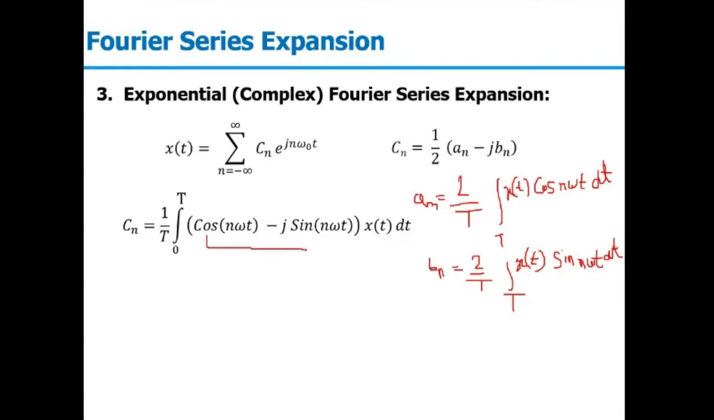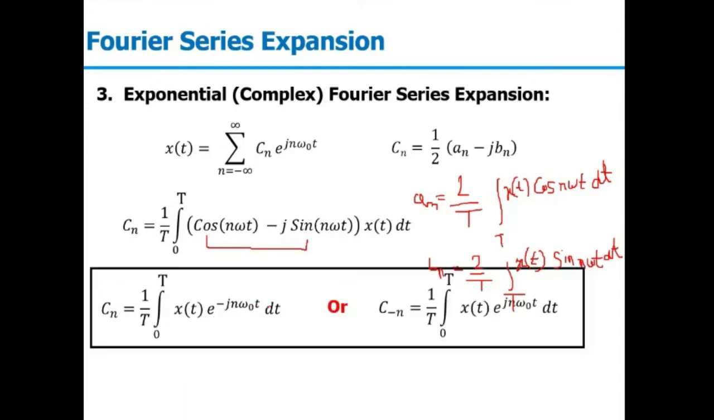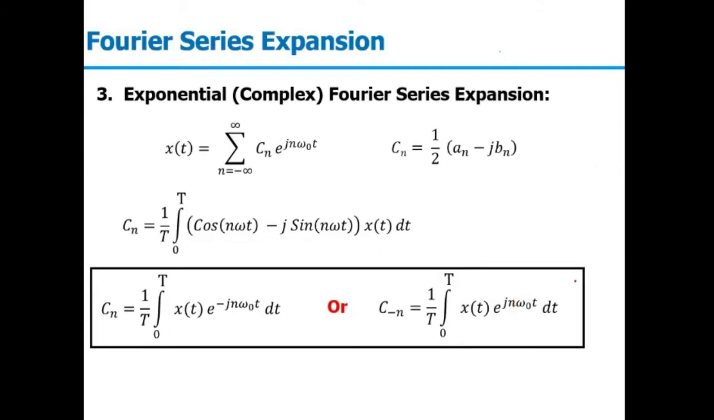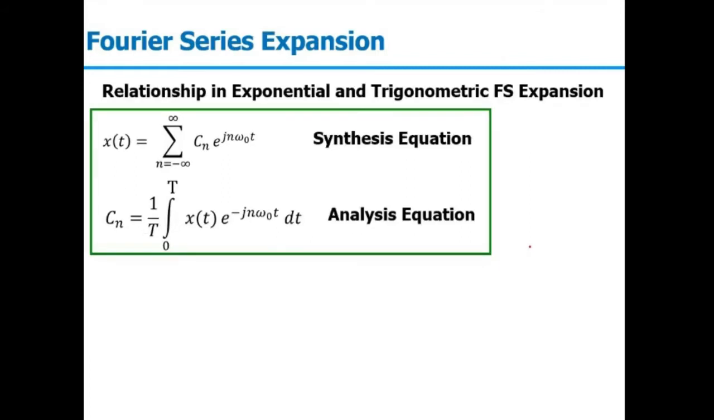Again, we can use the Euler identity, and we can represent this in terms of an exponential function. So c n will be 1 by T integration over 0 to T x of t e power minus j n omega naught t dt. Similarly, we can calculate the value of c of minus n as well, where we can take the complex conjugate of c n. So this is the final Fourier series expansion equation in exponential terms, where the first equation is called the synthesis equation, and the second one is our analysis equation.